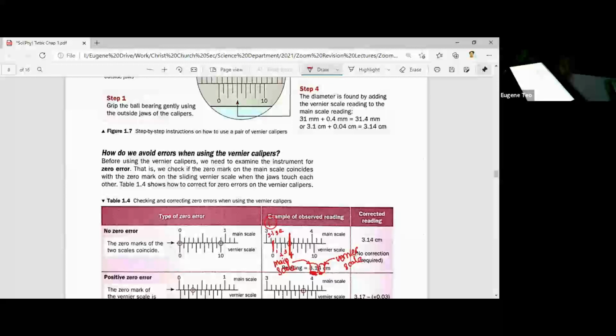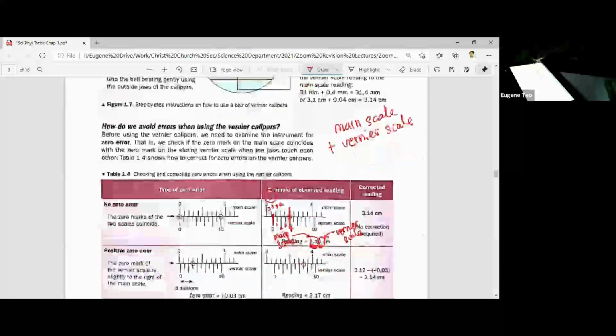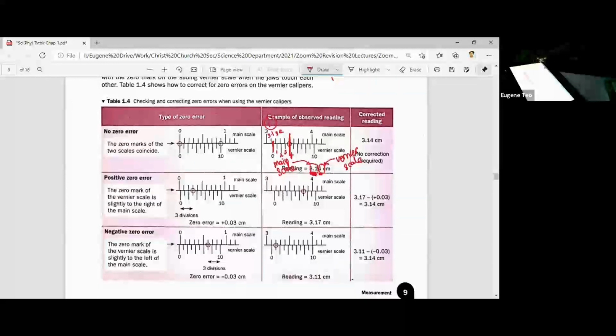So in terms of a general reading, it's always main scale plus the vernier scale. This is how you go about reading the vernier caliper. In terms of zero error, I like to say that for combined science, they don't really test so much about the zero error. Historically, it hasn't really come up before. But just in case, because it's in a textbook, you need to definitely know it since it's there. So we're going to go through the positive zero error and the negative zero error.